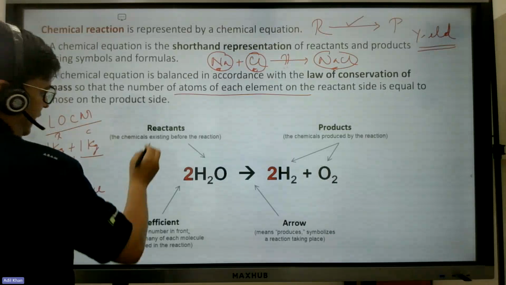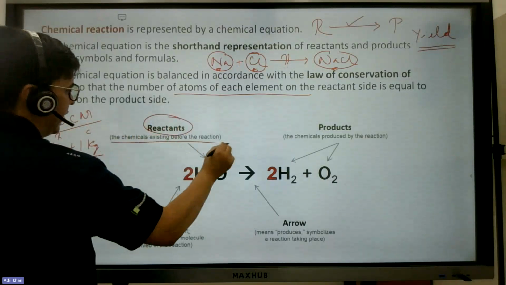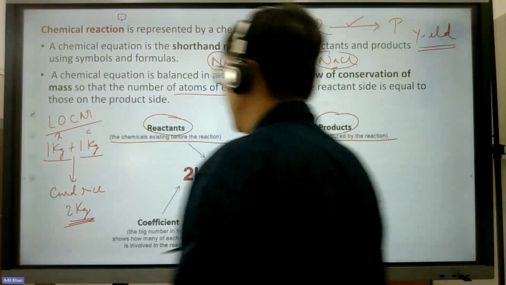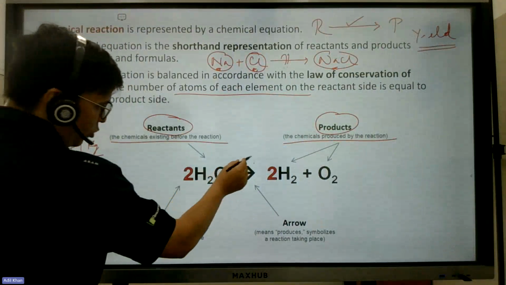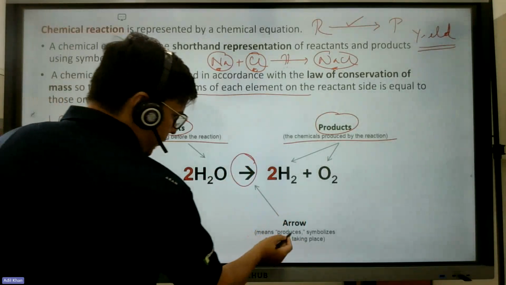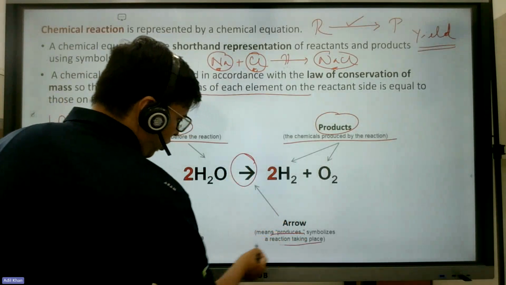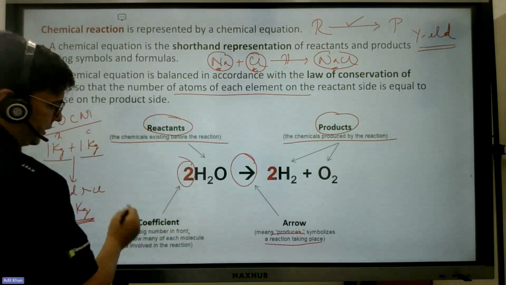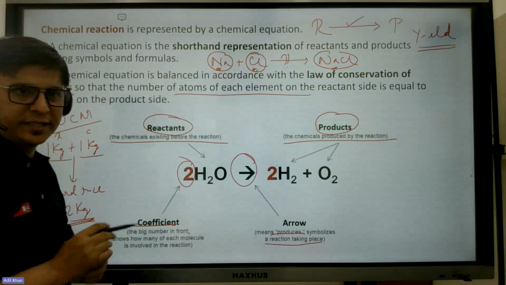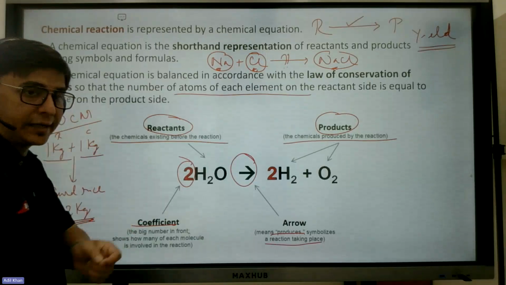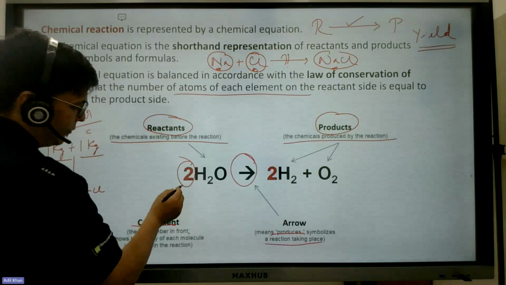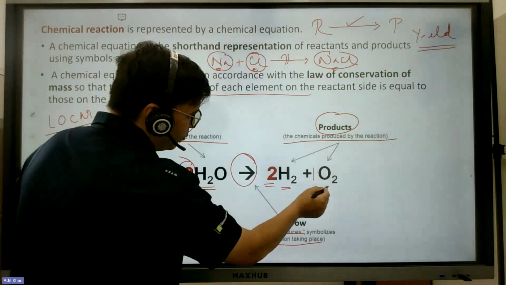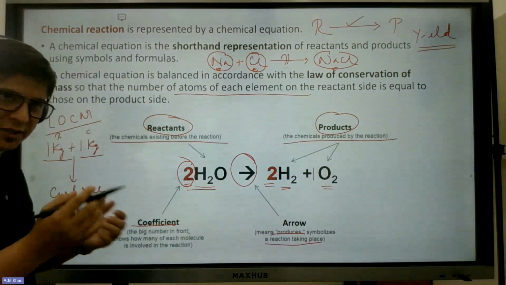So a couple of terms are there. You have reactants, the chemicals that exist before the reaction. Products, the chemicals produced after the reaction. And this is the arrow which represents yield or produces. So arrow means yield or produces, or transformation also you can say. And this number which is present here is known as the coefficient. A coefficient is a number which tells how many atoms or molecules you are using. So here I am using 2 molecules of water to produce 2 molecules of hydrogen and 1 molecule of oxygen. Whether you write one or not, it is self-explanatory.